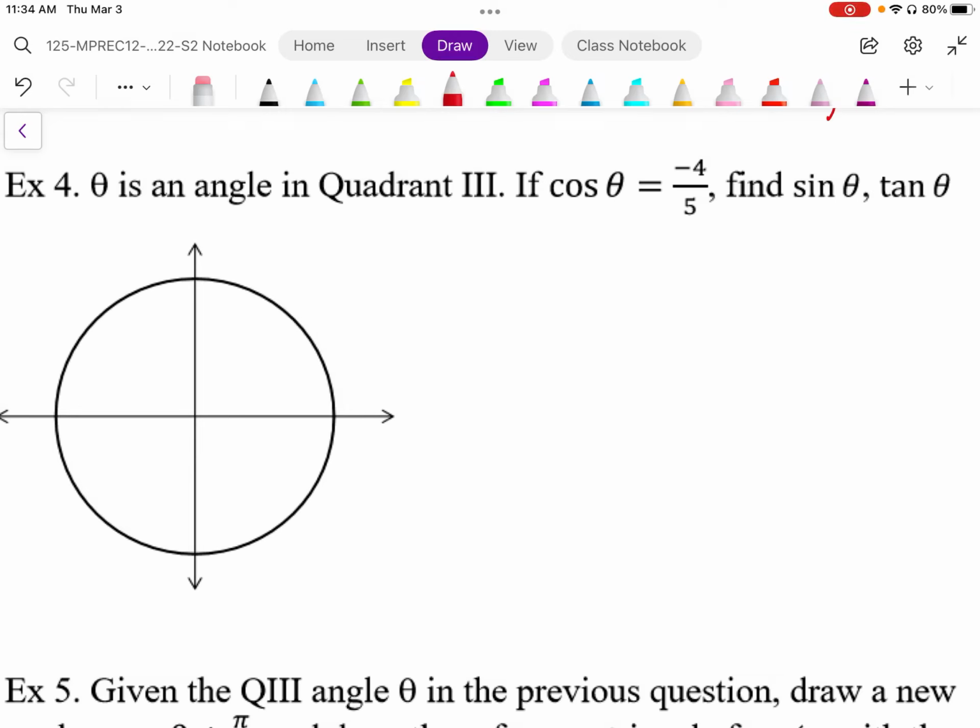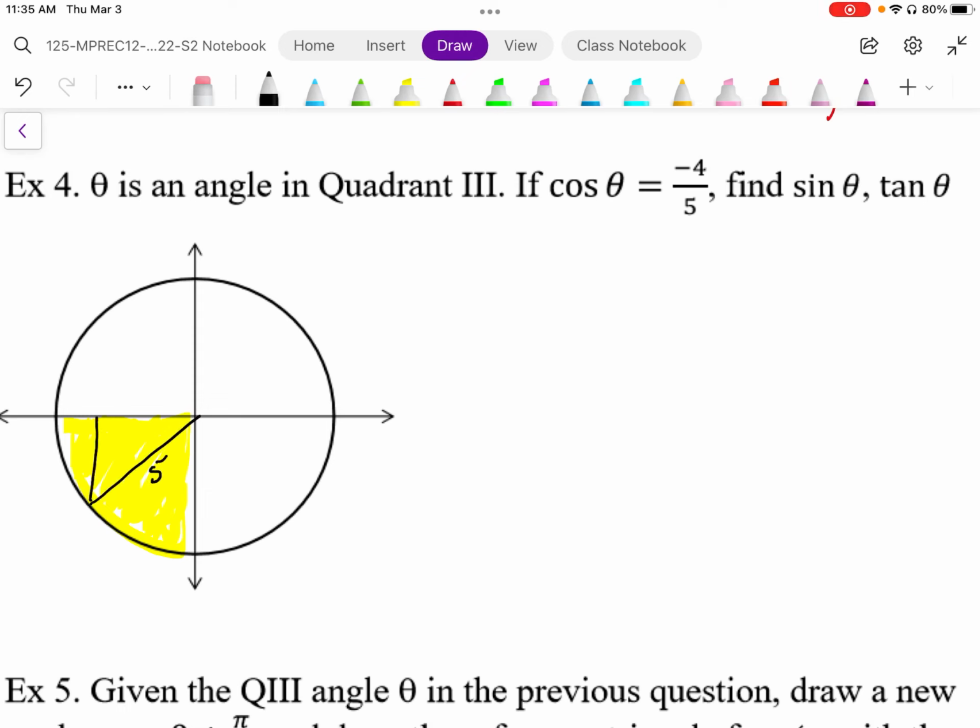We've been told that we have an angle in quadrant 3. So first of all, make sure that whatever we're drawing is going to end up in this quadrant. Okay, because the quadrant location is very important. And we're told that the position of that angle is given by -4, +5. So we're going to draw something like this.